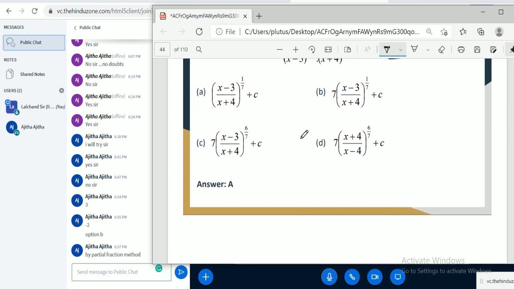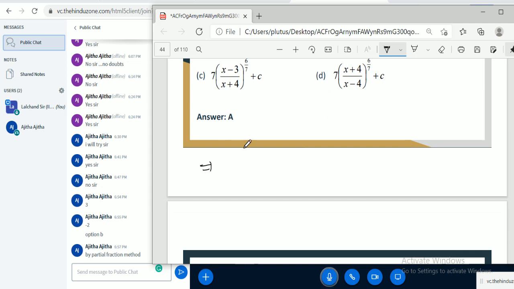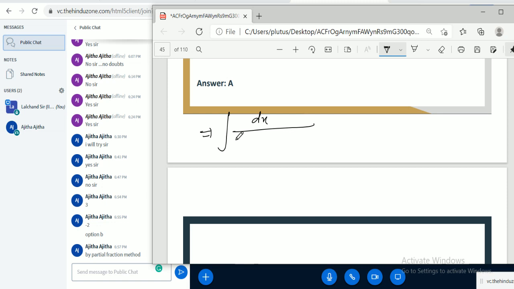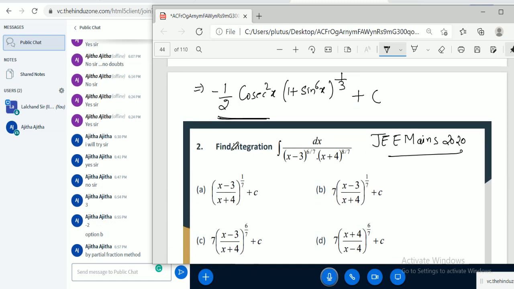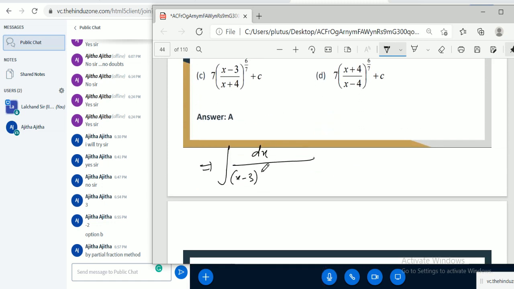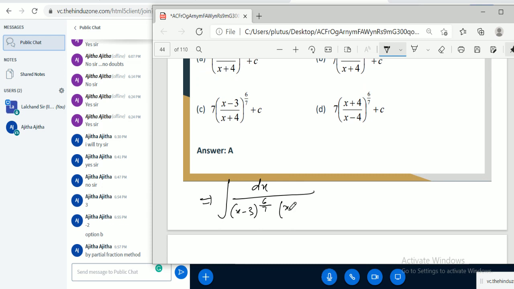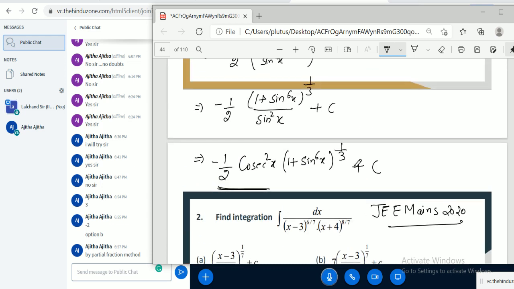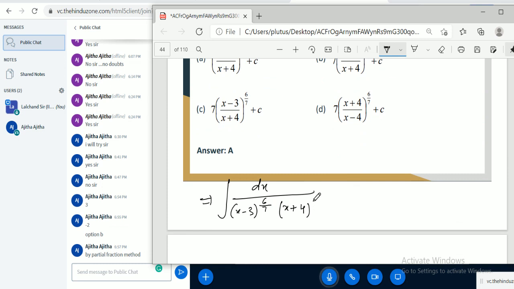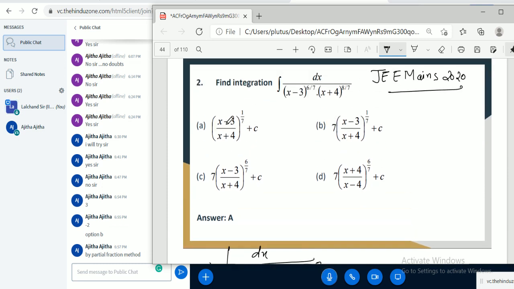Okay, so if we look at this equation, our equation is the integral of dx by (x minus 3) whole power 6 by 7 into (x plus 4) whole power 8 by 7. Okay, so if you look, the options are basically this kind of fraction, so either divide and multiply by this factor or this factor. So first we try by this factor.